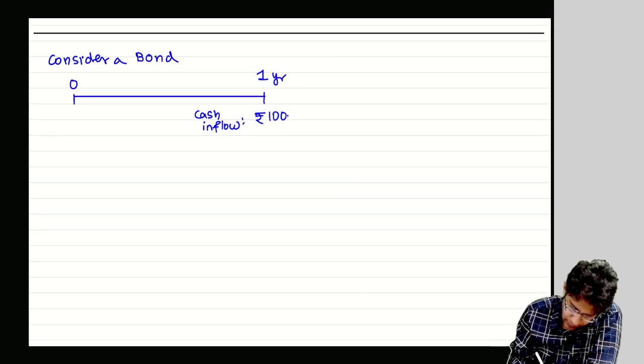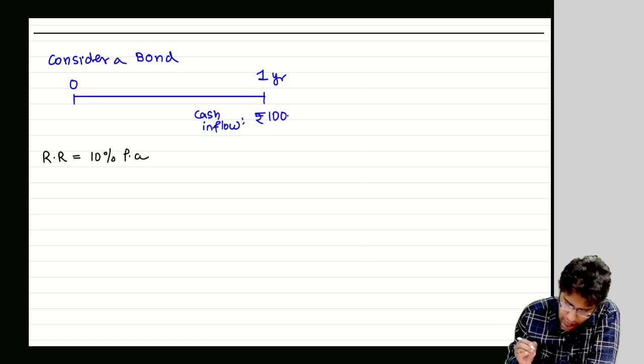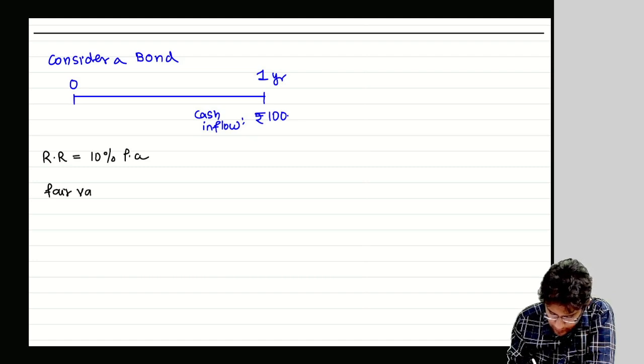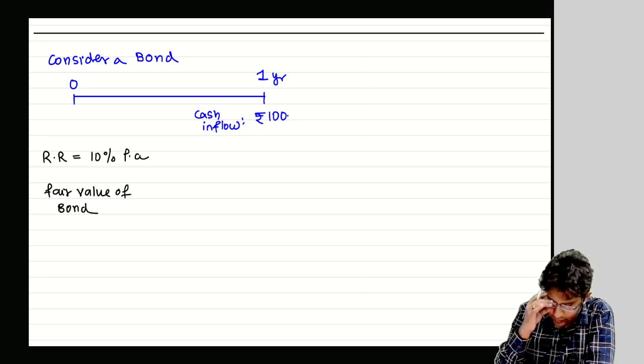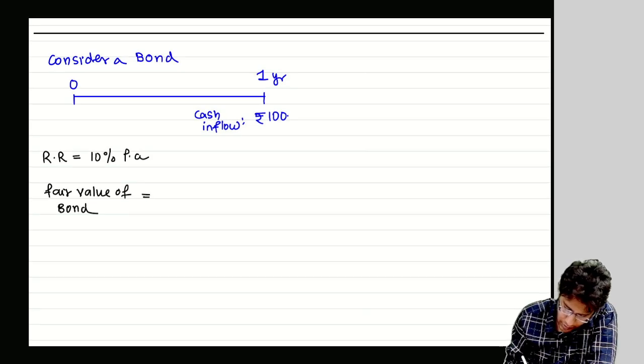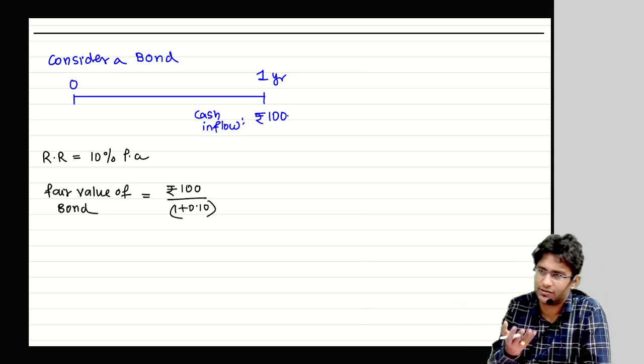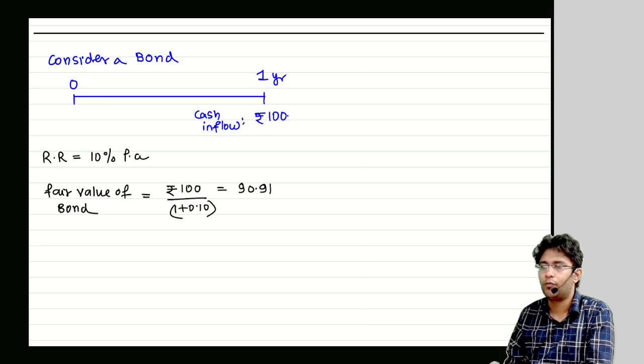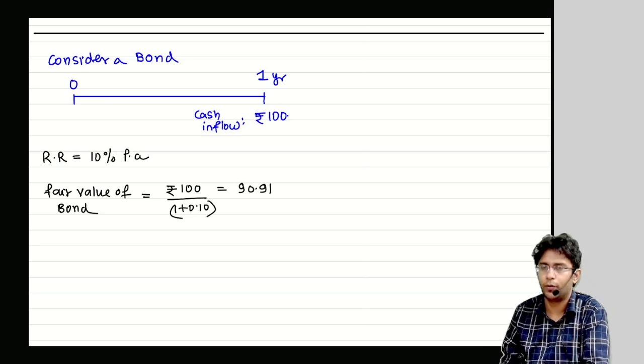Now, required return is 10%. Tell me, sir, what is the fair value of the bond? Very easy, no? 100 divided by 1 plus 0.10. I'm not doing PVIF and all, only 1 year, sir. Directly I'm doing it. You're getting 90.91. Tell me, interpret. What's the meaning of 90.91?